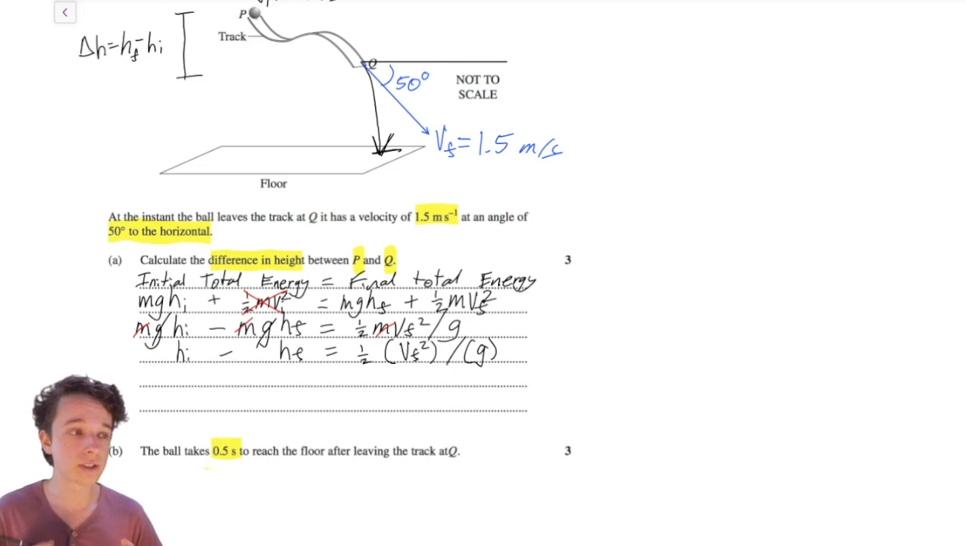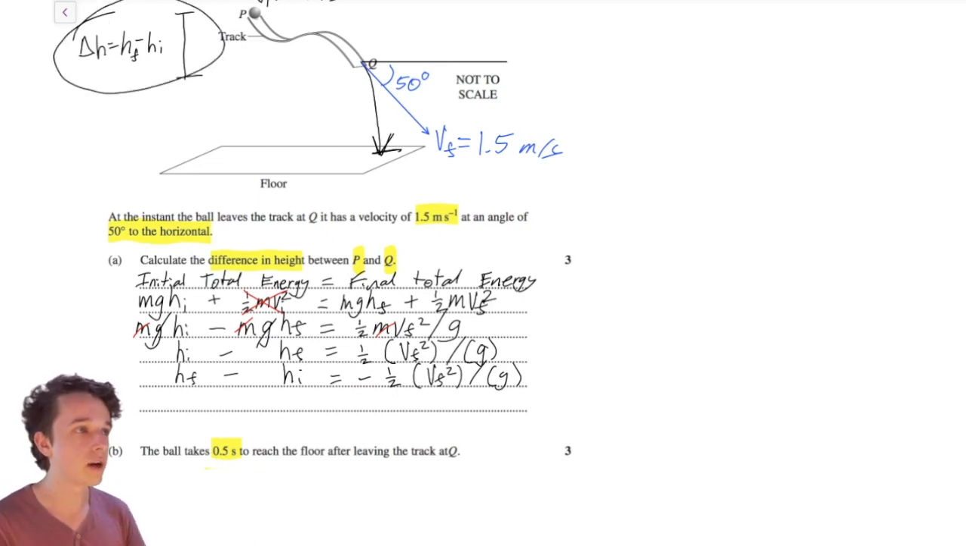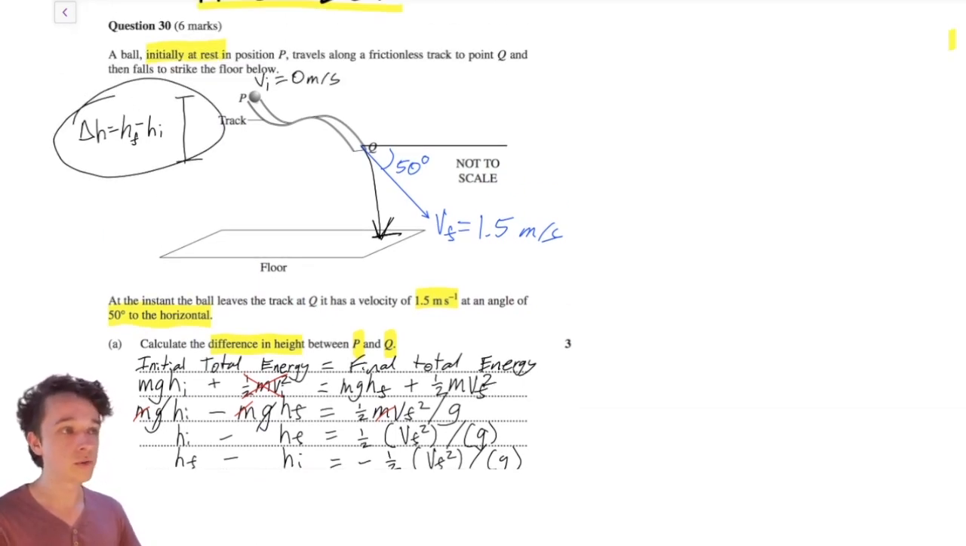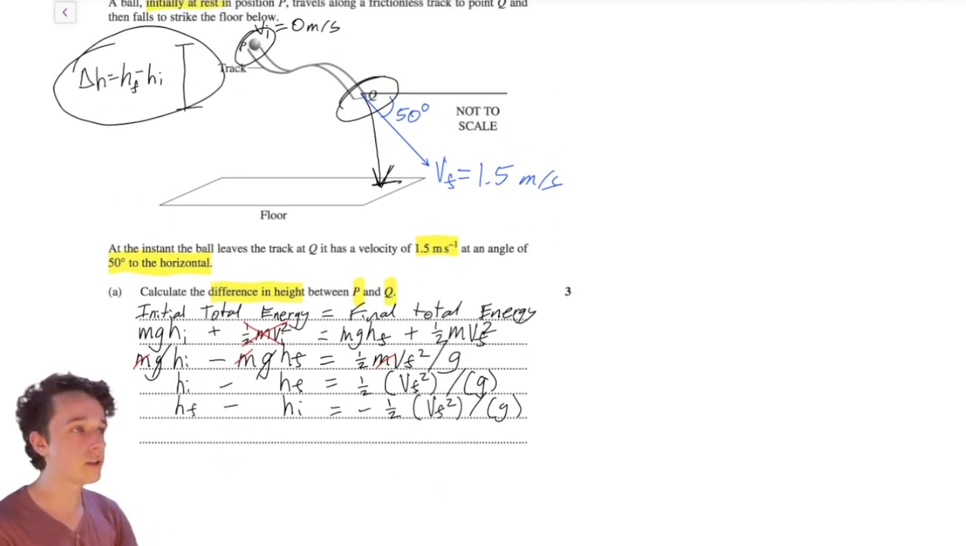Now what I'm going to do is take the negative of both sides. So I'm going to multiply both sides by -1. That will leave us with the final height minus the initial height is equal to -1/2 multiplied by the final velocity squared divided by g. And now if you notice on the left-hand side, we have the final height minus the initial height. And that's the same as what we wrote up here for the change in height between the points P and Q, right? Delta H is equal to the final height minus the initial height. So we can replace the left-hand side here with just a delta H.